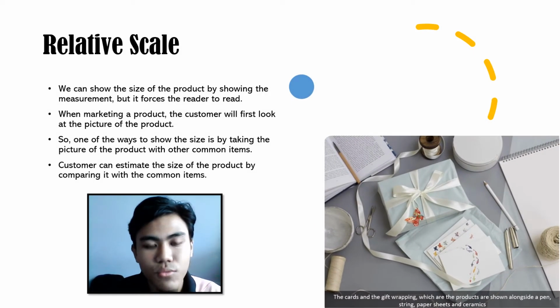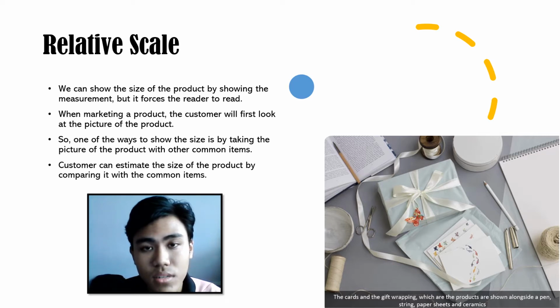The easiest way to show the size of the product is by showing the measurement, but this forces the reader to read the website page. When marketing a product, the customer will first look at the picture of the product, as the picture will capture the customer's attention first. So, one of the ways of showing the size of the product is by taking a picture of the product with other common items.